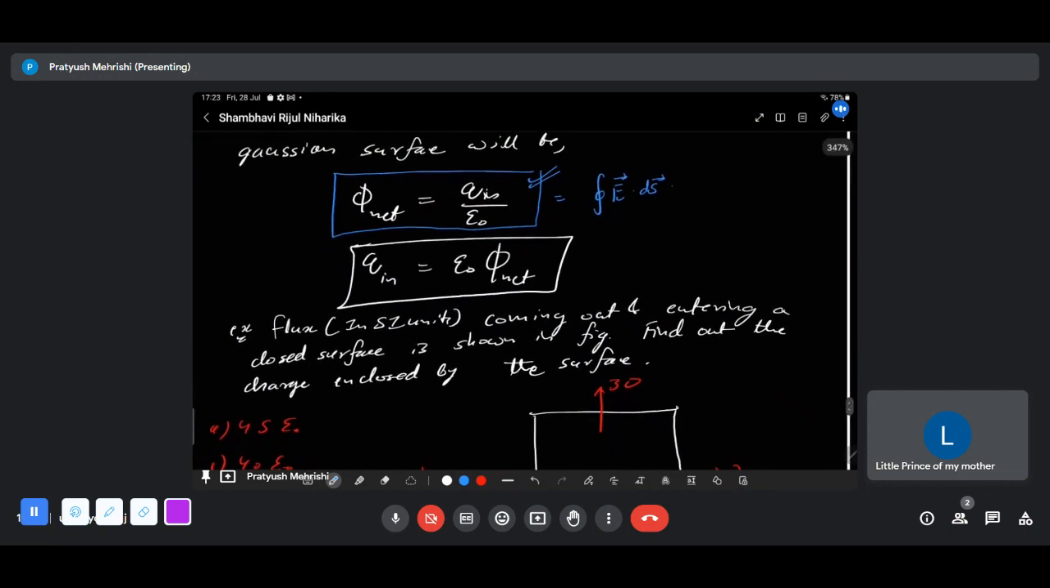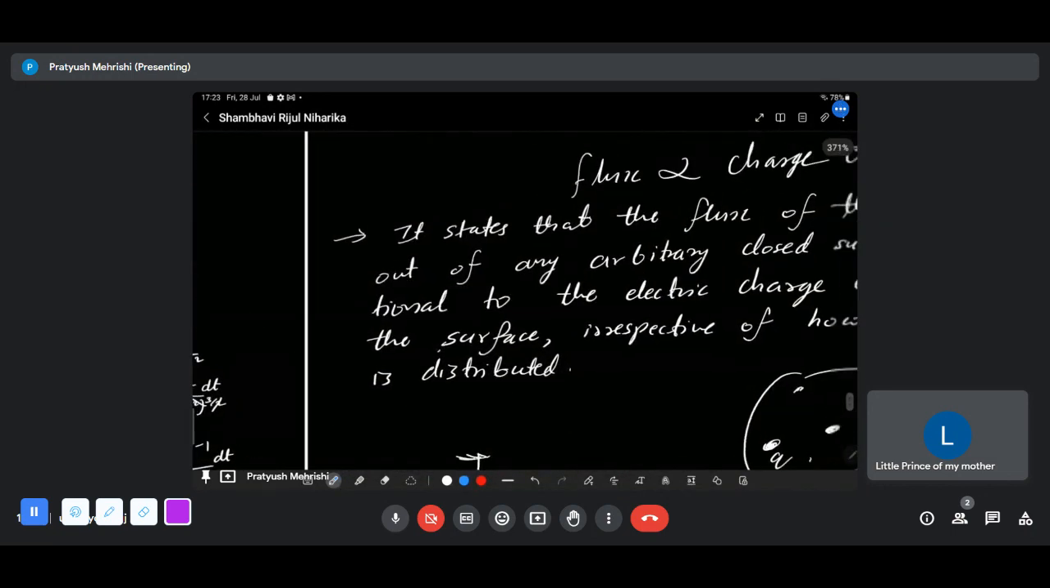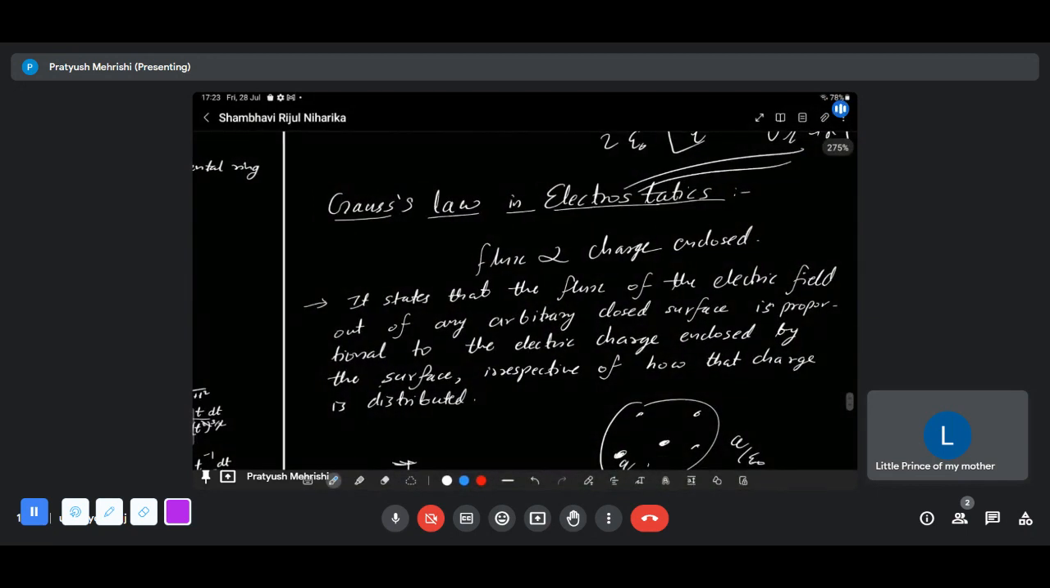Do you want to write down anything, or has Gauss law been taken down? Sir, Gauss law copied, sir. Everything copied, sir.